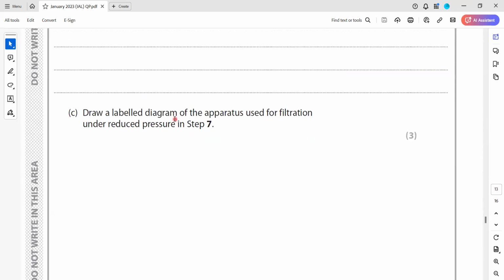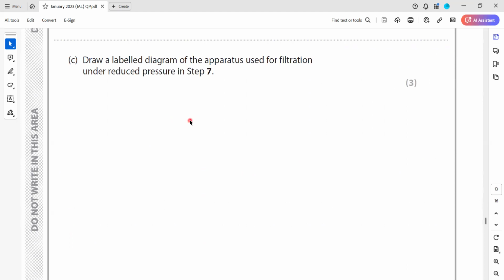Draw a labelled diagram of the apparatus used for this, so you have to show the steps. It is a filtration under reduced pressure. So the side arm is connected to the pump, and at the top we have the filter paper here.